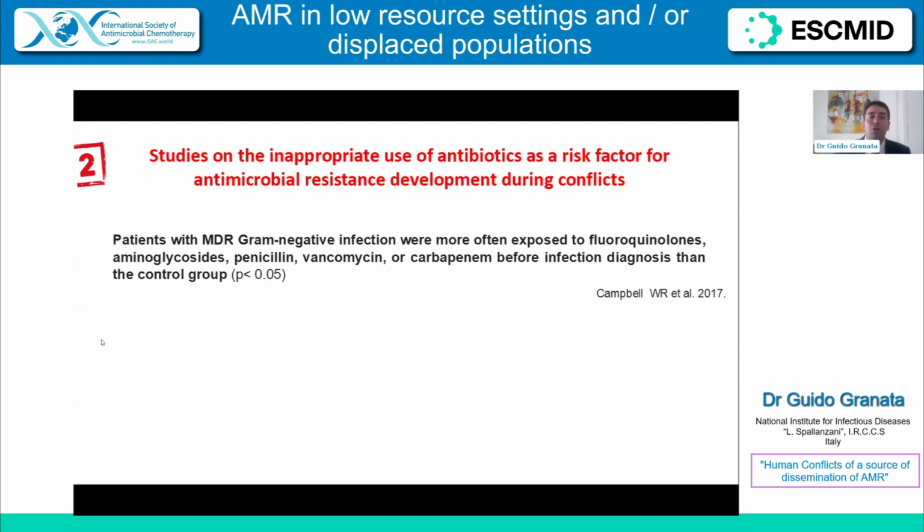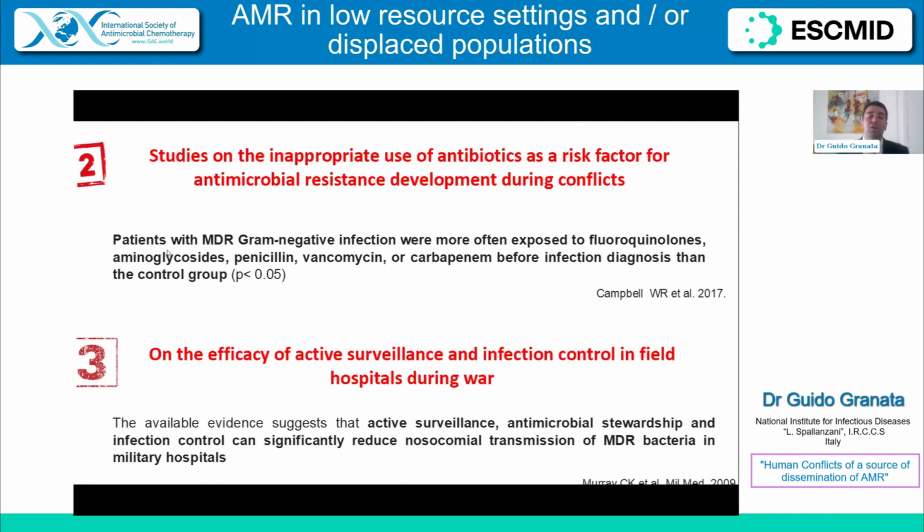Also, as I mentioned before, we have evidence that inappropriate use of antibiotics can be considered a risk factor for the development of resistance. The good news is that the data we have show an efficacy of active surveillance and proper infection control in controlling this spread of antibiotic resistance. A 3-year surveillance study performed during the Iraqi conflicts showed that active surveillance, antimicrobial stewardship, and proper infection control reduced the rate of Acinetobacter infection in a military hospital.